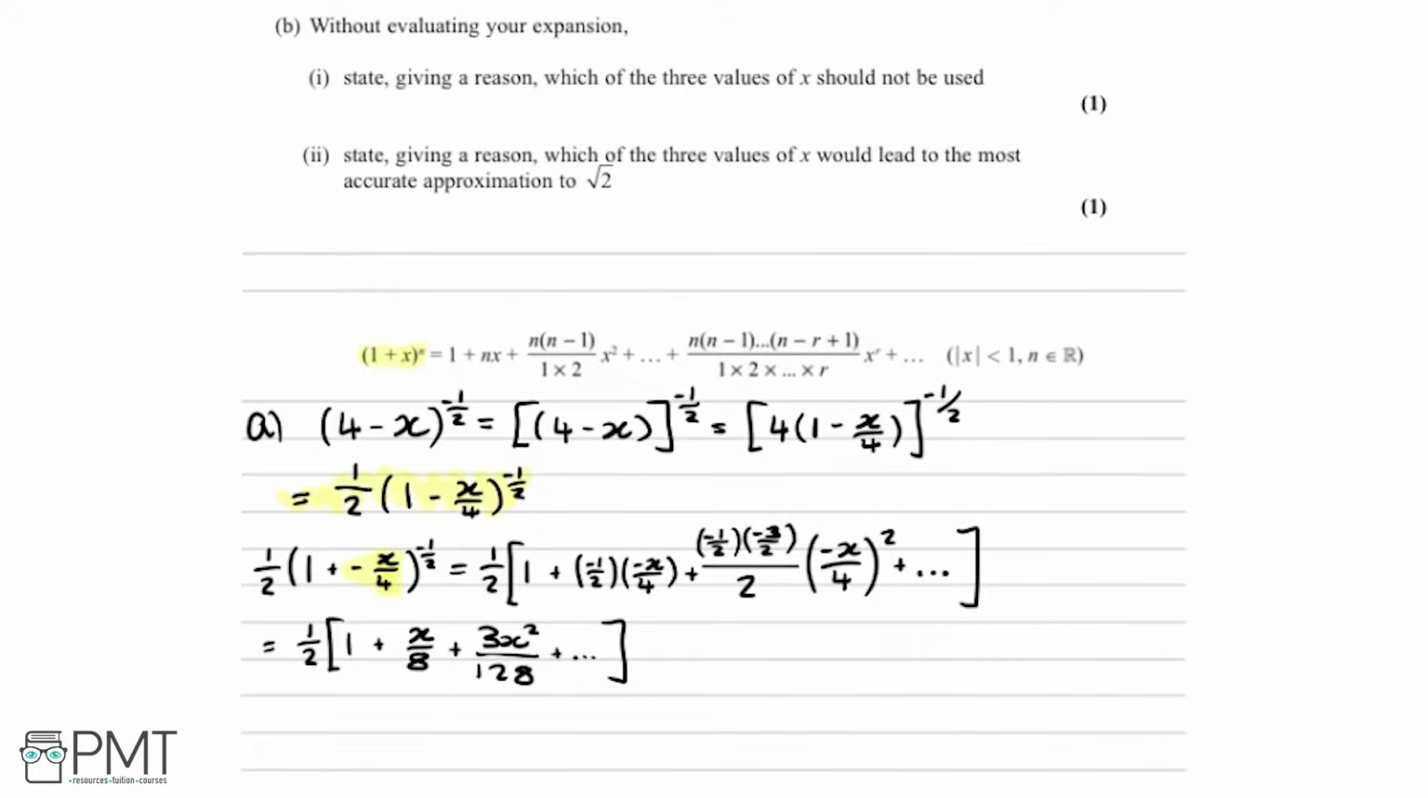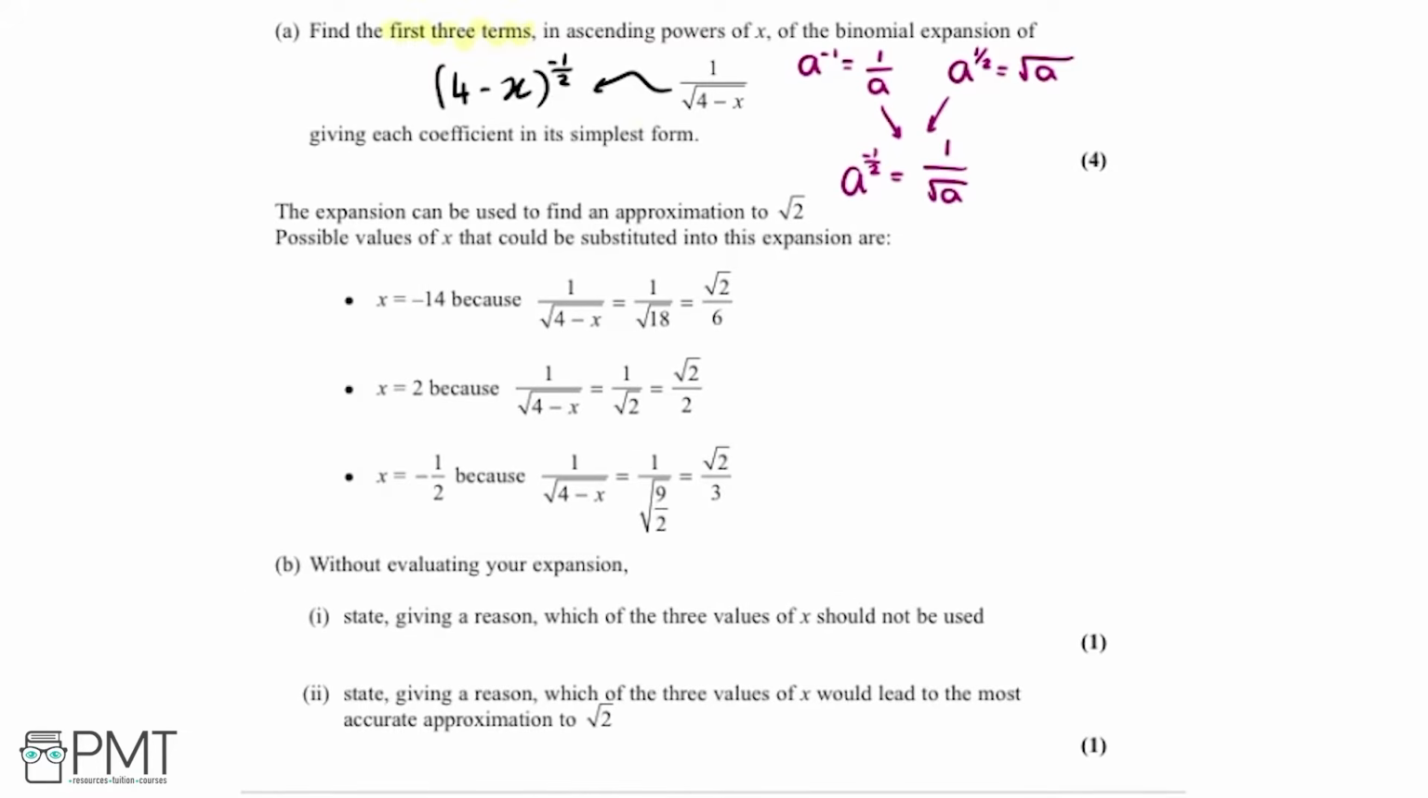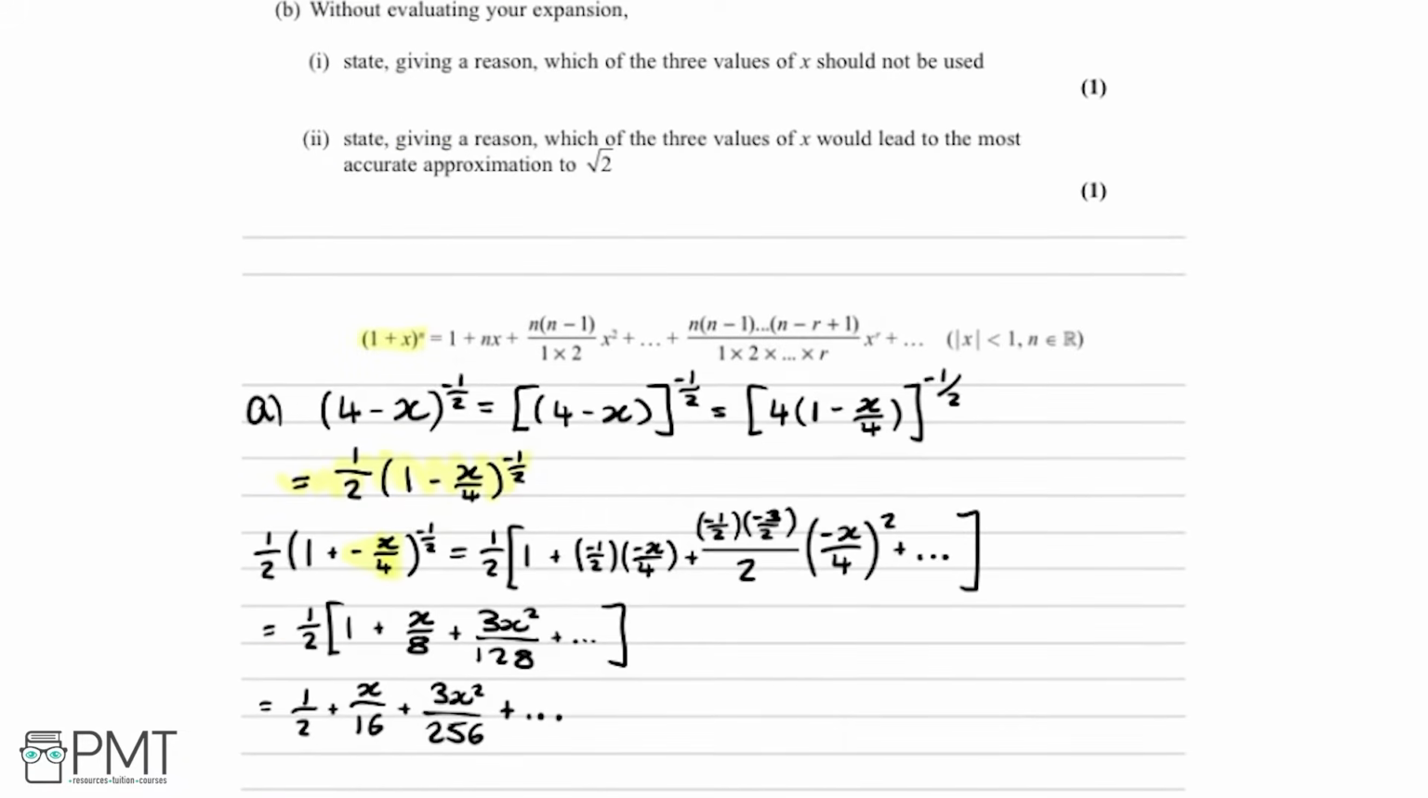So lastly, I'm just going to multiply through the half. So we're going to have a half plus x over 16 plus 3x squared over 128 times 2, which is 256. Fantastic. And looking back up at the question, it says we need to give each coefficient in its simplest form. And looking down here, we can actually check this, but all these coefficients are already in the simplest form. So this right here is our answer. So the first 3 terms of the expansion of 1 over the square root of 4 minus x is a half plus x over 16 plus 3x squared over 256.